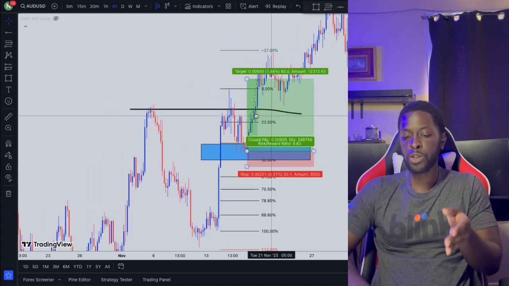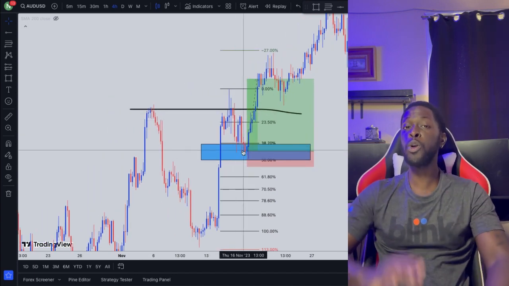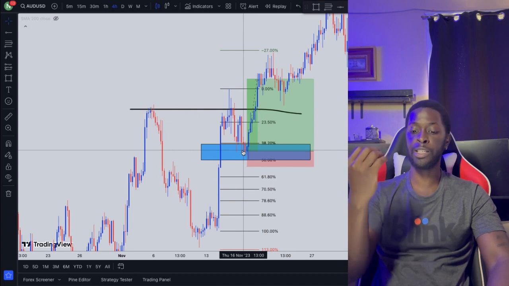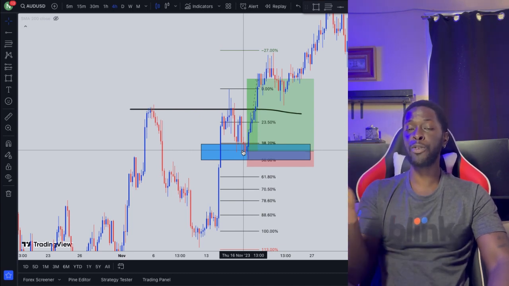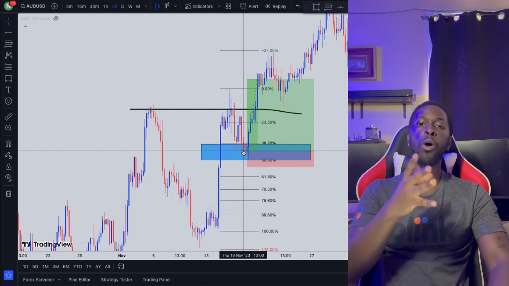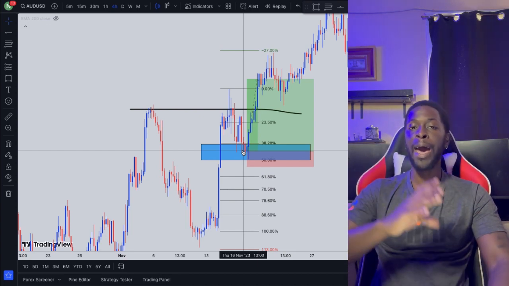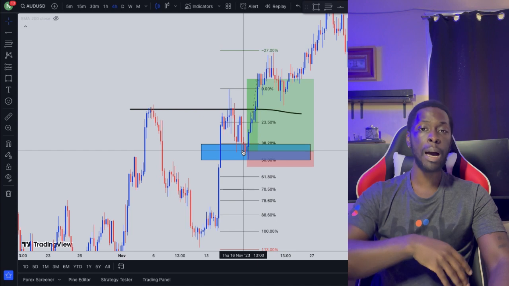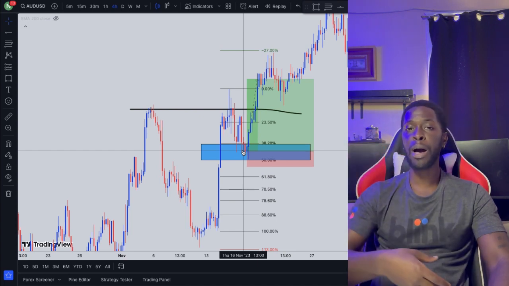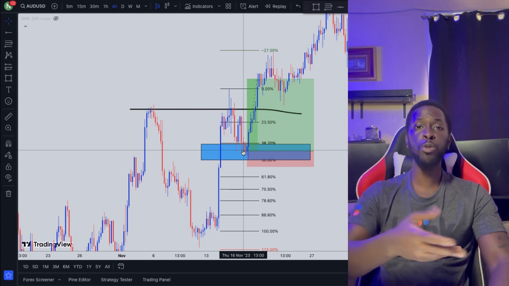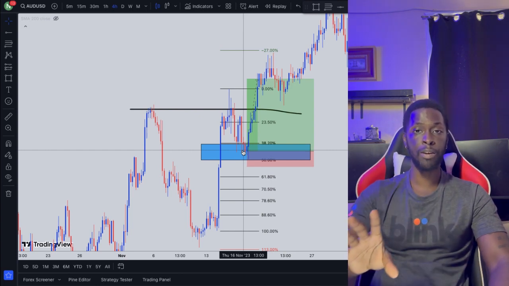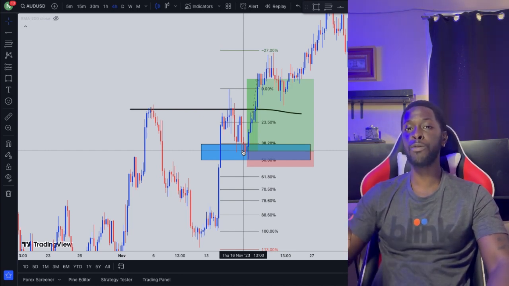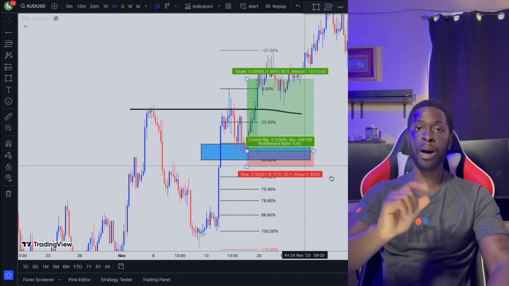Make structure. You're looking for structure to form. You don't want to just jump in the trade because it hits your 50, because it hits your 61. You can't take aggressive entries, but you want to look for structure to form at those levels. You want a double top, a triple bottom, a head and shoulders pattern. Look for structure to form at the levels before you take your buy or your sell.